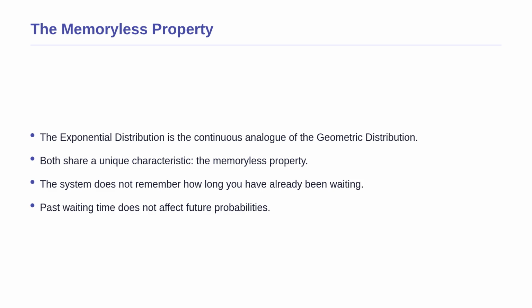Being memoryless means that the system literally does not remember how long you have already been waiting. If you have been waiting 10 minutes for a bus, the probability of waiting 5 more minutes is exactly the same as if you had just arrived at the bus stop right now. The past history is completely erased, and the past does not affect the future.